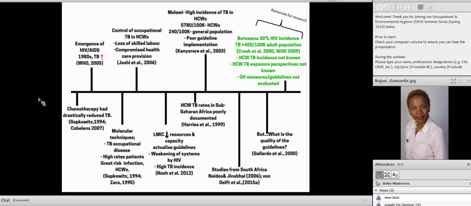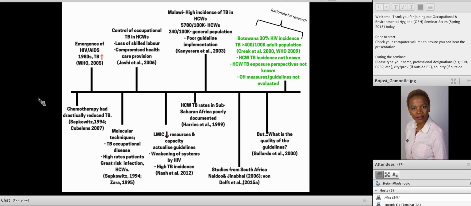One country in sub-Saharan Africa that is producing a lot more studies in this particular area is South Africa. South Africa is also known, if you take Africa as a whole, as one of the top countries, if not the top 5, or even the top 2, where there are high rates of HIV. So there are high rates of TB in the general population. And the studies that they've done have shown that there are high rates of TB in healthcare workers as well.